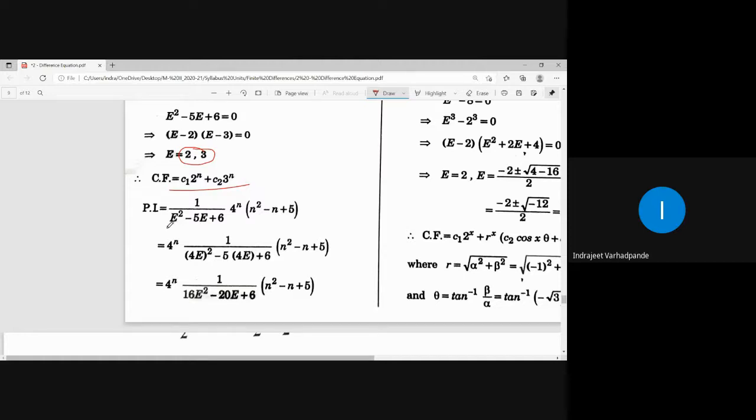PI is 1 upon E square minus 5E plus 6 to be operated on the RHS. What is the value of A here? The value of A here is 4, because it is a to the power n into f of n. So replace E by AE. So 4E whole square minus 5 into 4E plus 6. 4 to the power n as it is रहेगा, simplify करो.